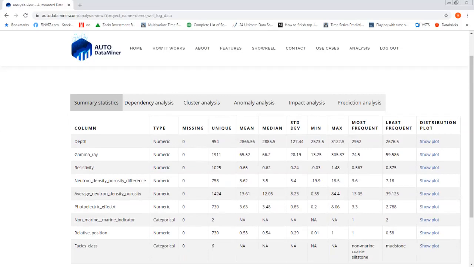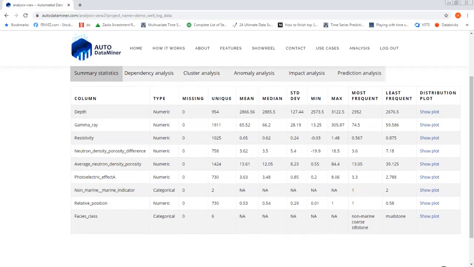Summary stats, as you can see from its name, gives you a summary of statistics of the data for each column. You have all the columns in your data, and then, for example, the type of the column, whether it is numeric or categorical, how many missing values, how many unique values, the mean, median, standard deviation, minimum, maximum, most frequent, and least frequent. So you get a whole bunch of basic stats about each column.